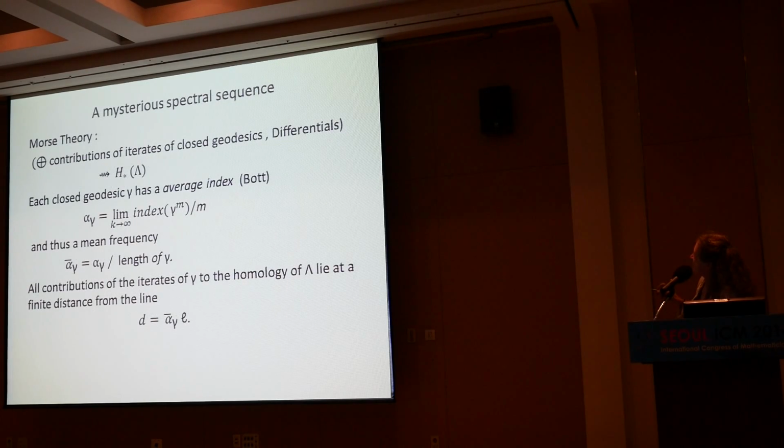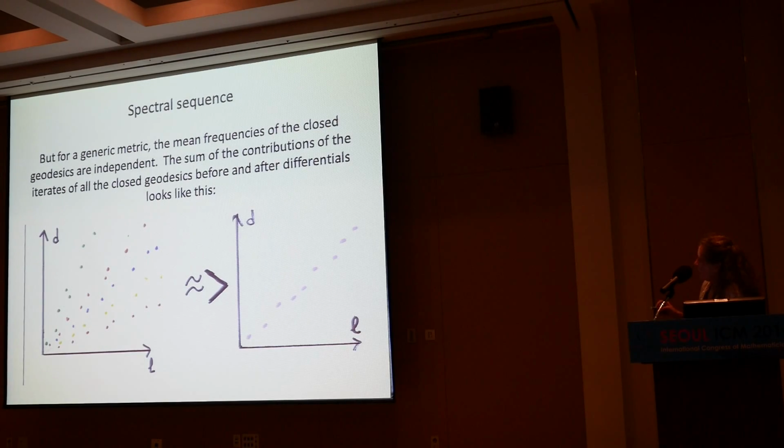And so let me just skip this, but you can think of Morse theory as coming from the spectral sequence of the filtration that comes from the length function. And what's happening here is that the first page of the spectral sequence looks like this, right? Each closed geodesic has its own little line with its own little slope. And somehow, as the pages turn of the spectral sequence, everything gets lost except things that are a finite distance from a line.